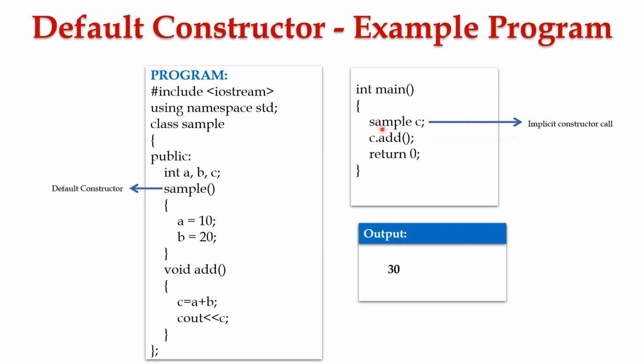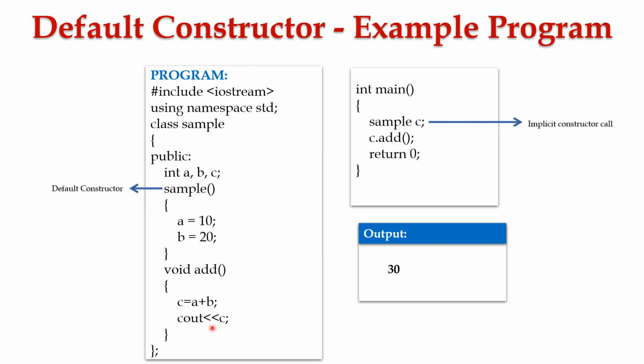Since no arguments are provided, the default constructor defined in class sample initializes the variable A with value 10 and the variable B with value 20. The next statement is c.addOf. Here the control moves to the class sample add function, where it performs A plus B, that is 10 plus 20, and the result is stored in the variable C.